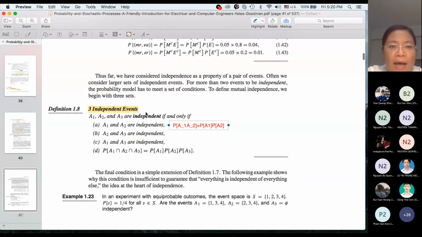Okay? So three events must satisfy 4 constraints here. Then we have A1, A2, and A3 are independent. Some students misunderstood or confused that I only need the constraint D, and we don't need A, B, C, so we can conclude that A1, A2, and A3 are independent. It's not true. It must satisfy 4 constraints here.